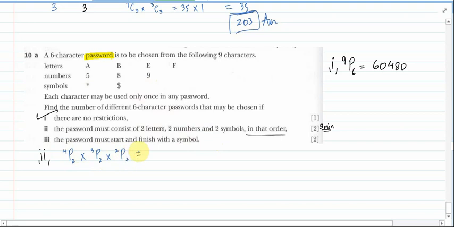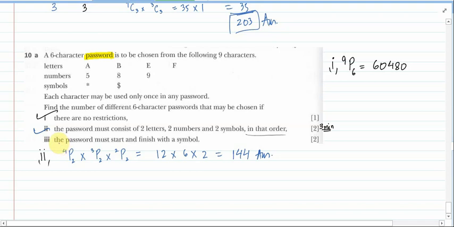So 4P2 is 12, times 3P2, which is 6, times 2P2, that is 2. So 6 twos are 12, 12 into 12 is 144, and that is your second part answer. Alright, now for the third part, it's a very good question.